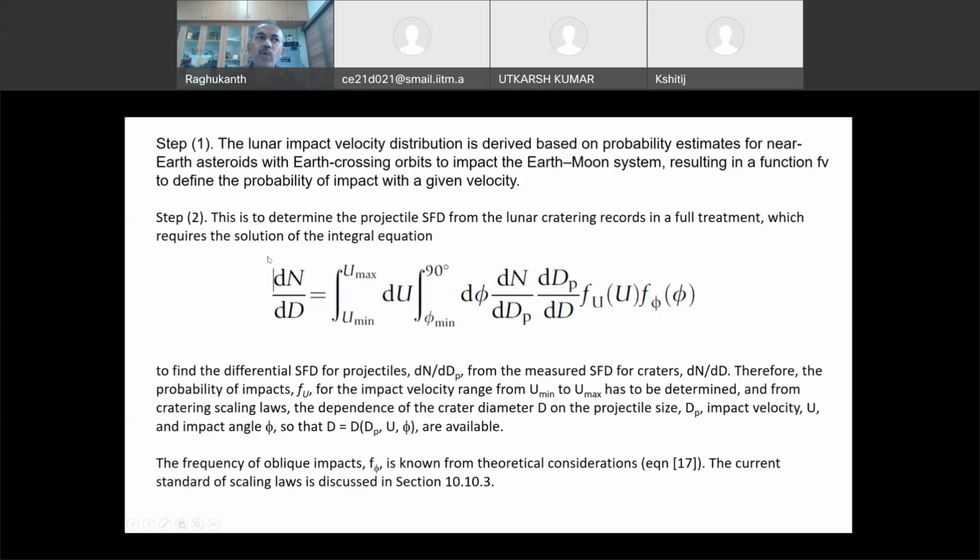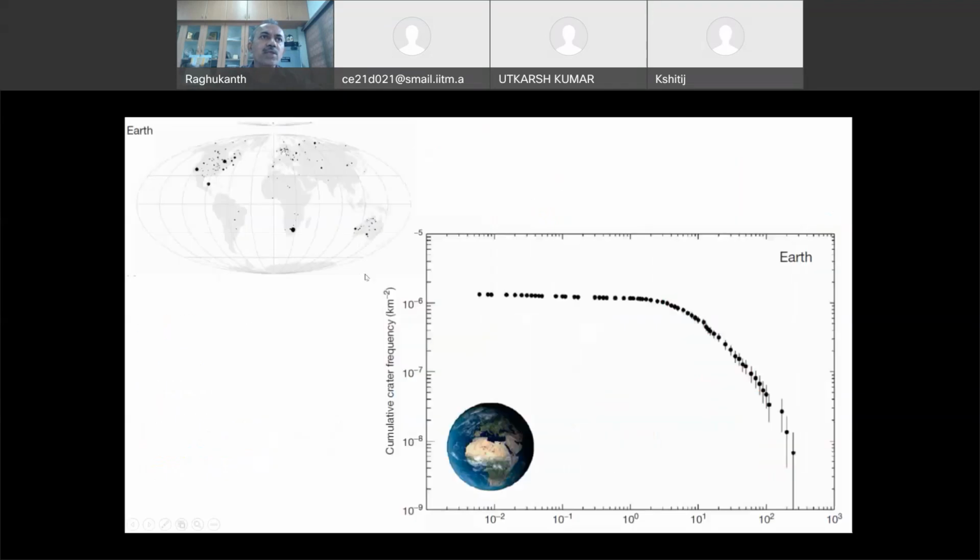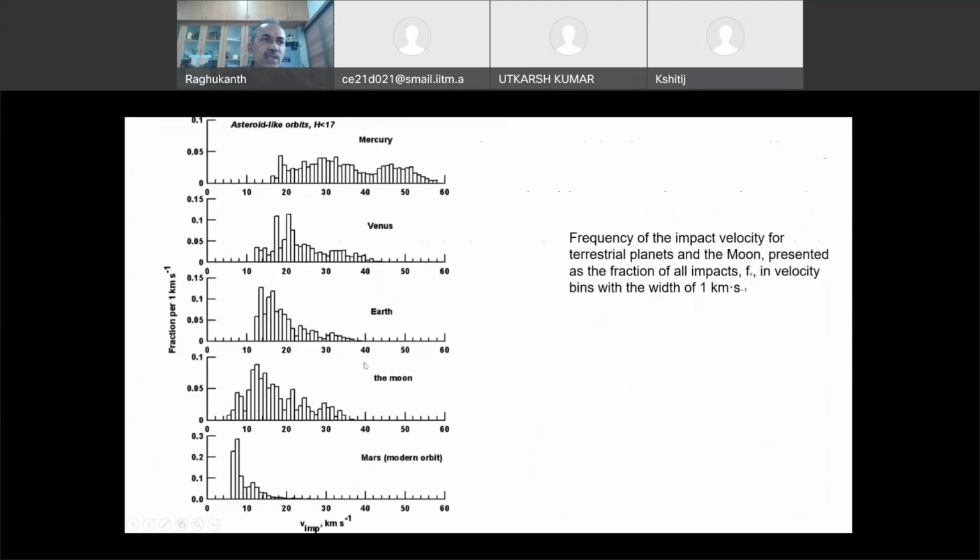Now, if I want to find the probability of this, probability and frequency are both the same. It depends on these three quantities, and you can get it from the total probability theorem. That comes from this integral here, from u min to u max. As I already told you, what is the impact velocity distribution for the moon? In this graph, you can see the fourth one is for the moon. It is a probability density. The impact velocity is about 3 or 4 kilometers per second up to a maximum of 35 to 36 kilometers per second. This is also a probability density.